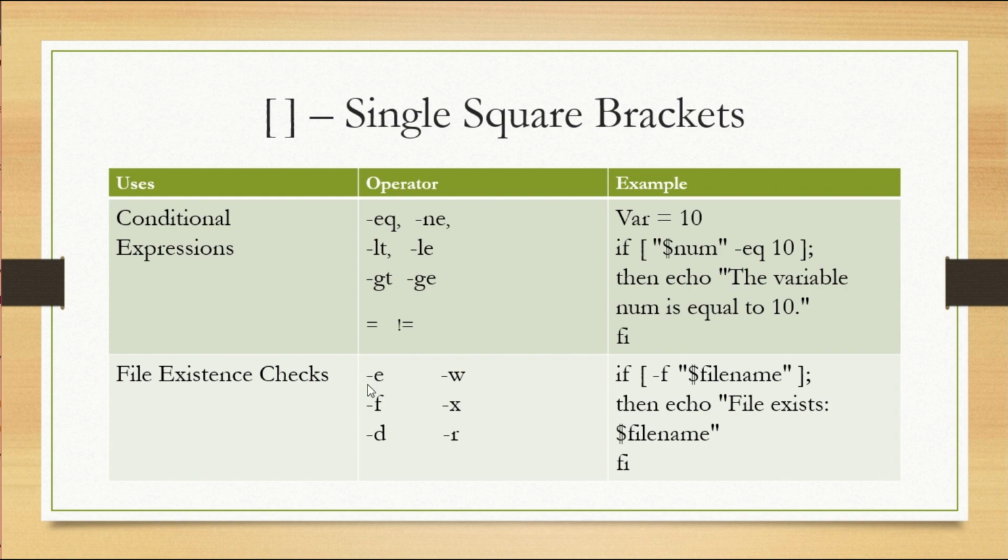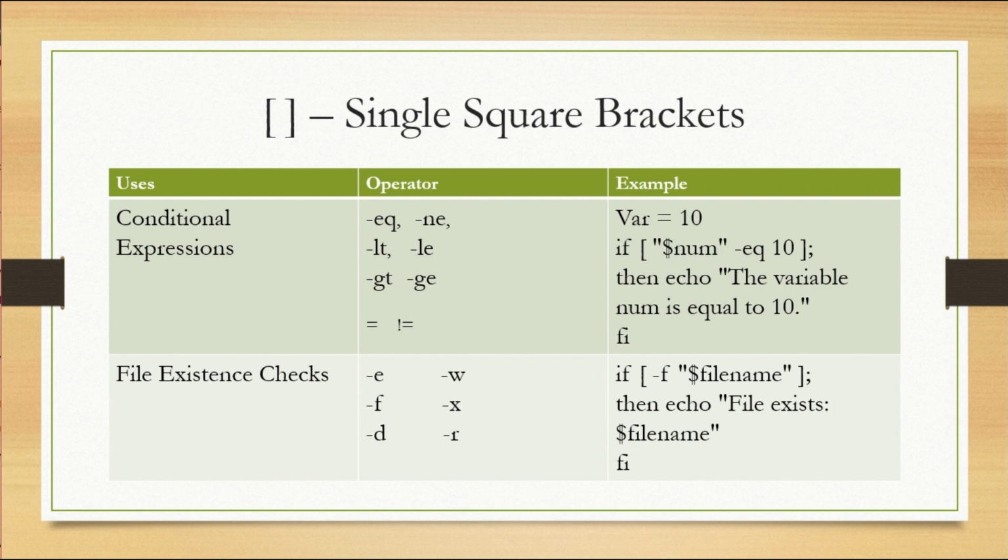Let us check another use of the single square bracket. The other use of a single square bracket is for file existence checks. For example, if we want to check if a file exists, the first operator, negative E, is used to check if the file exists. Negative F is used to check if it is a file. If we want to confirm if it is a file, you use negative F.